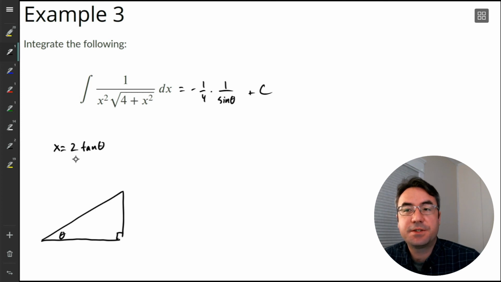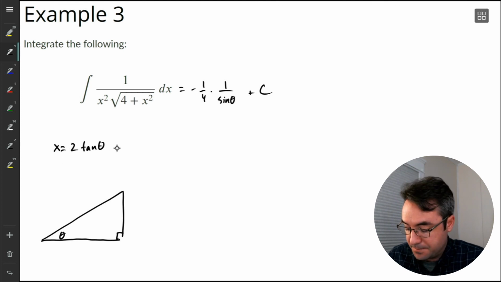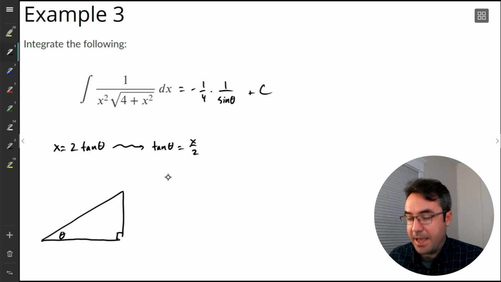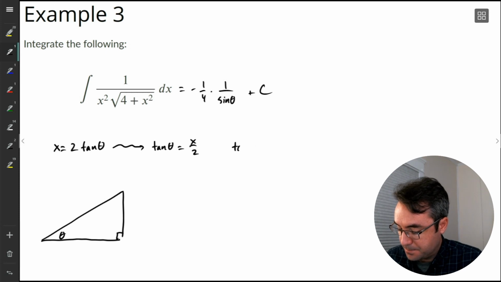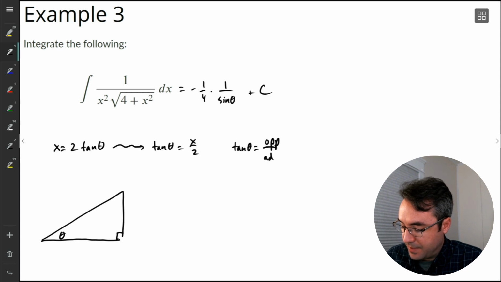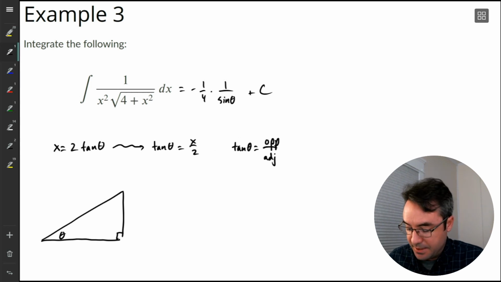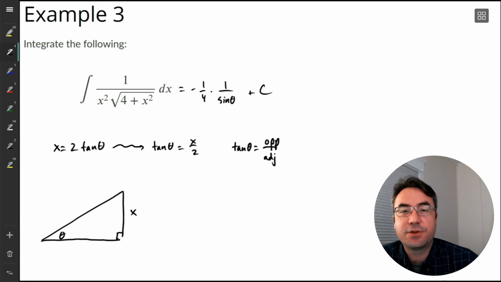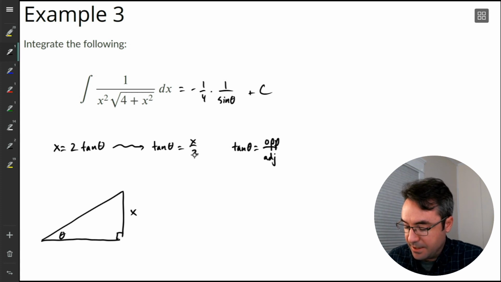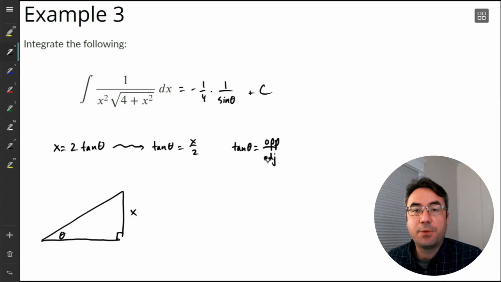And let's solve this equation here for tangent theta. So we get x over 2. And we know tangent theta is also the opposite side of our right triangle divided by the adjacent side. So if we just match up these two fractions, the numerator here is x, the numerator here is our opposite side. So that tells us the opposite side of our triangle is x. And the adjacent side and the denominator here are both in the denominator, so our adjacent side is 2.